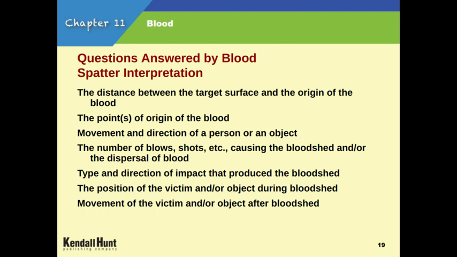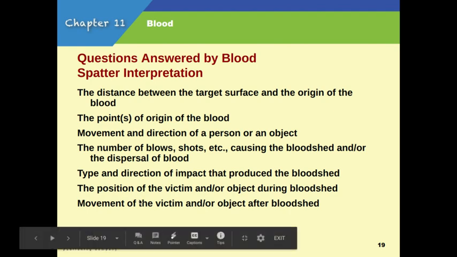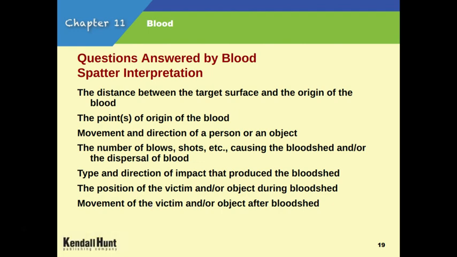The number of blows or shots: depending upon the pattern of the stains, you can tell whether there were 3 swings with a hammer or 1 swing with a hammer. You can tell those different things by what's called cast off. We'll get into that a little bit more later. The type and direction of impact that's produced by the bloodshed. Again, were they at an angle? Were they straight down? The position of the victim or the object during the bloodshed. Again, where they were in the room, were they standing, and whether or not the victim was moving or moved after they started bleeding or not.